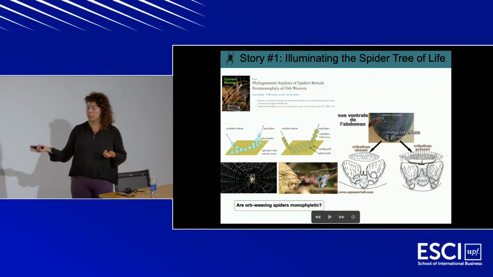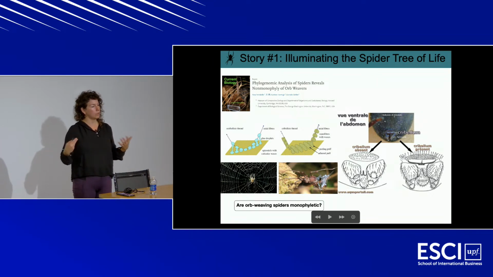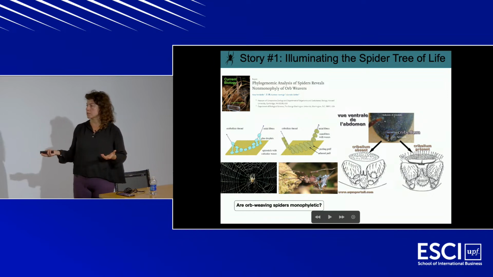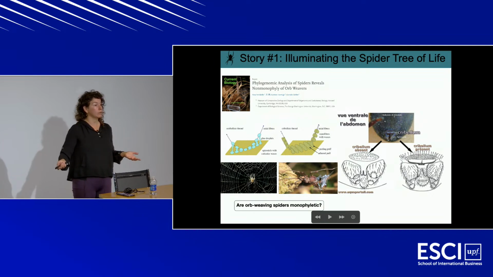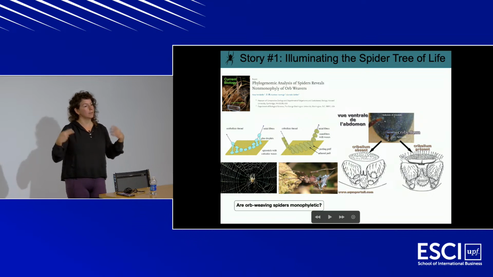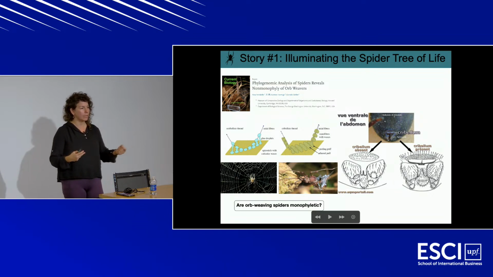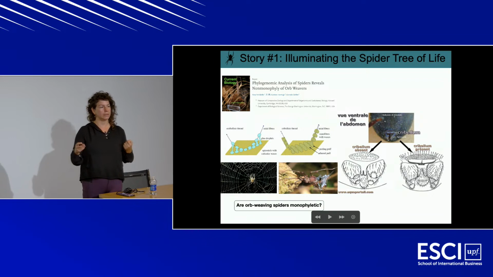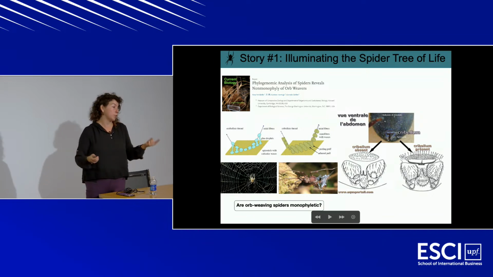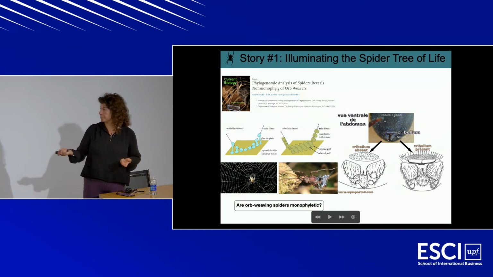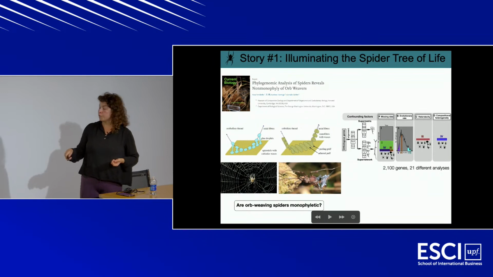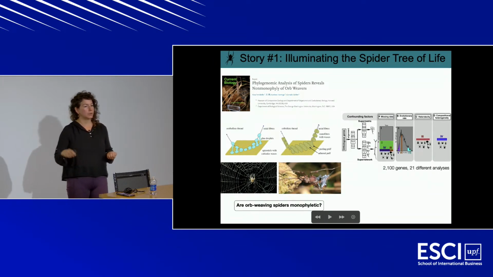So again, our main question was, okay, can we use phylogenomics to understand if this type of spiders, called orb weaving spiders, are monophyletic or not? And this will help us understand whether the evolution of this highly intricate behavior to build the webs evolved once or twice. And for that, what we did is go to the field.